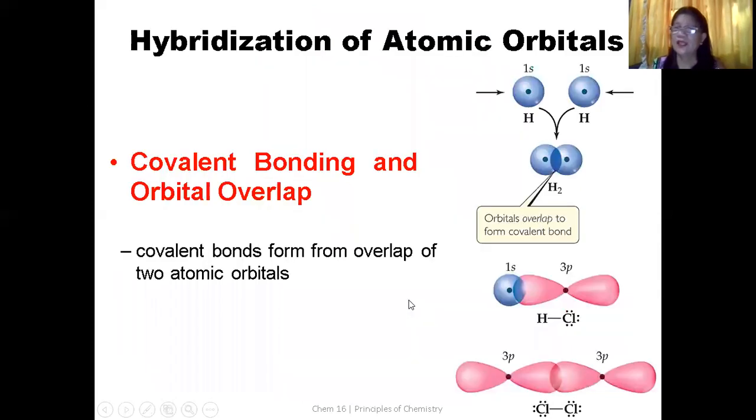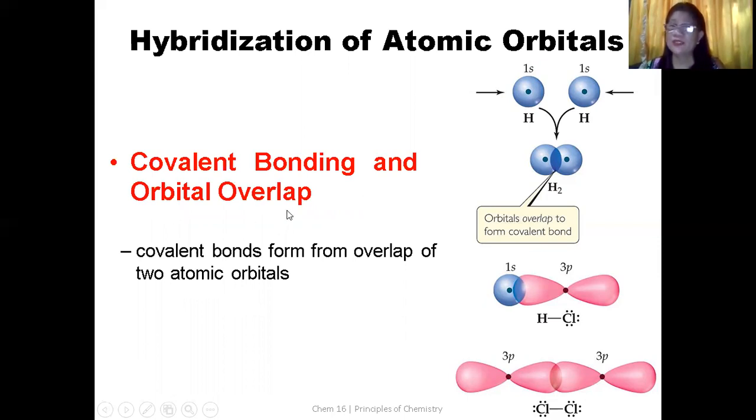Okay, so let us move on now to the hybridization of the atomic orbitals. What do you mean by hybridization? These are covalent bonds that form from the overlap of two orbitals. A covalent bond is a non-metal added with a non-metal. For instance, hydrogen and hydrogen will form H2. That is a covalent bonding.